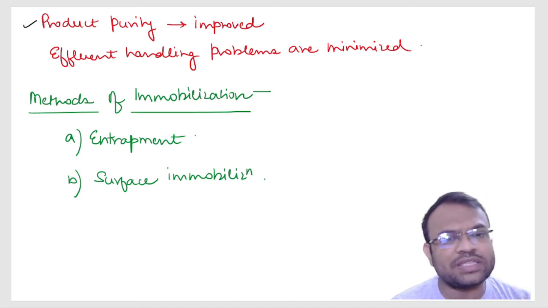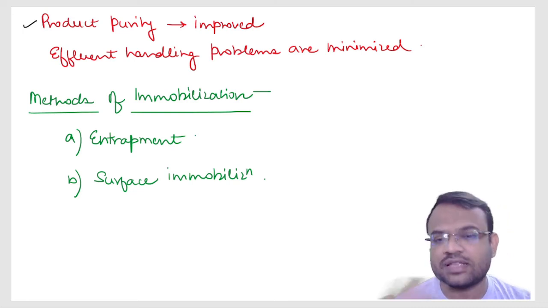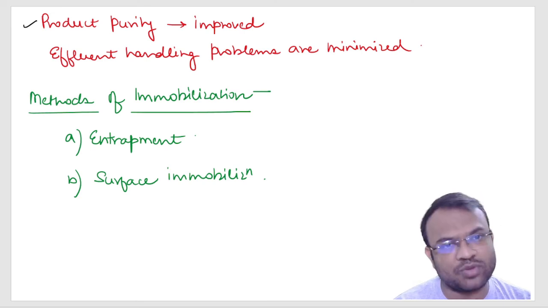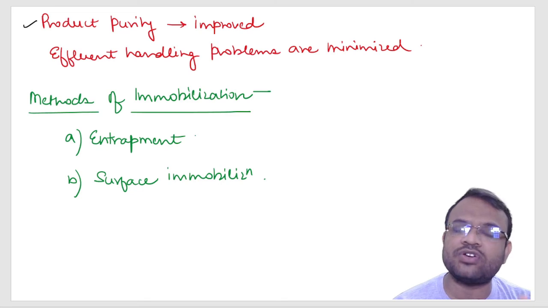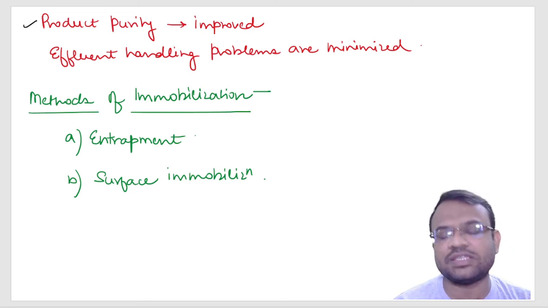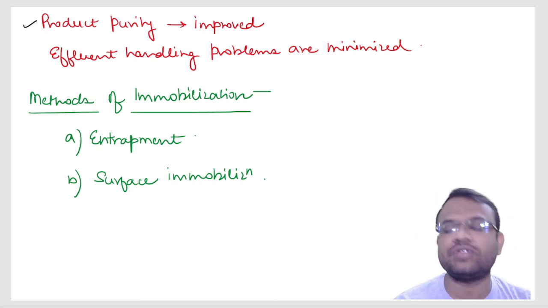There are two methods of enzyme immobilization, the first being entrapment and the second being surface immobilization. I would be talking about both of them, enzyme entrapment and surface immobilization, in the upcoming videos. This was a preliminary or basic video regarding enzyme immobilization, or why we do that, and in the next couple of videos I would be talking in detail about these two methods.